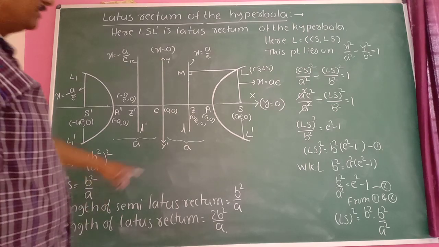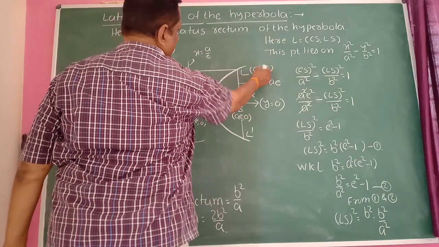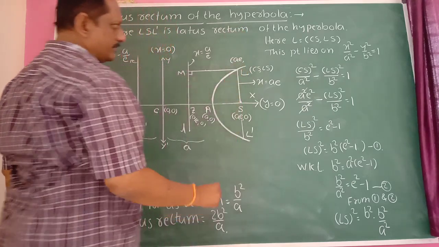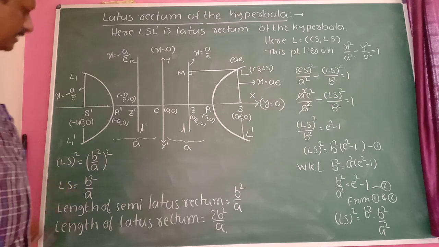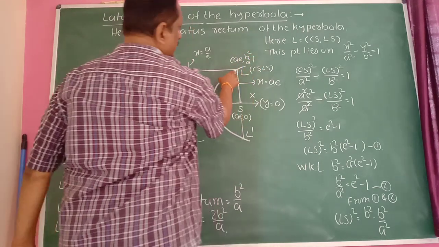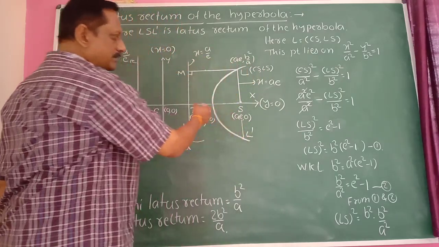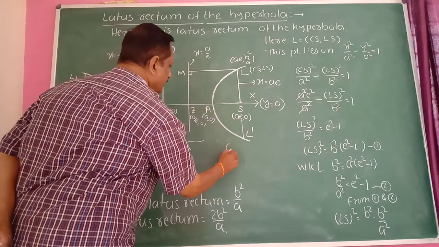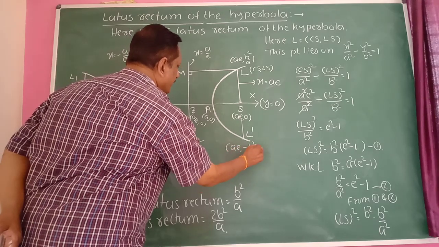And you want to find the coordinates of L and L dash. So you know L is (CS, LS). You know that CS is AE, which you already proved in that theorem, and LS is b² by a. It is the coordinate of L. CS is AE and LS is b² by a. So this is in the fourth quadrant. In the fourth quadrant, x is positive, y negative. Therefore, (AE, minus b² divided by a).